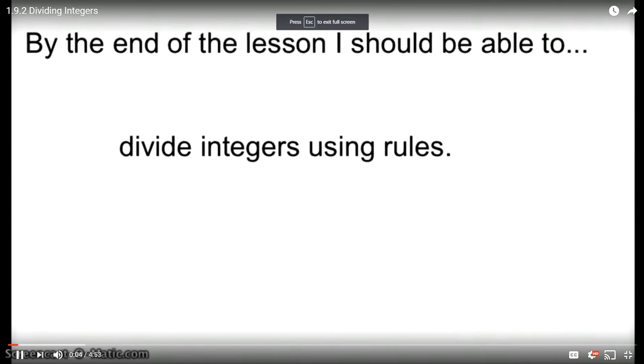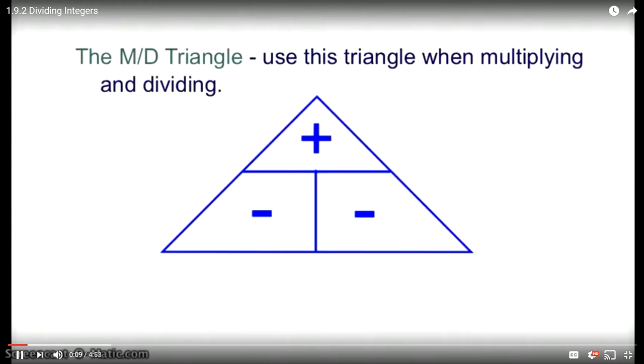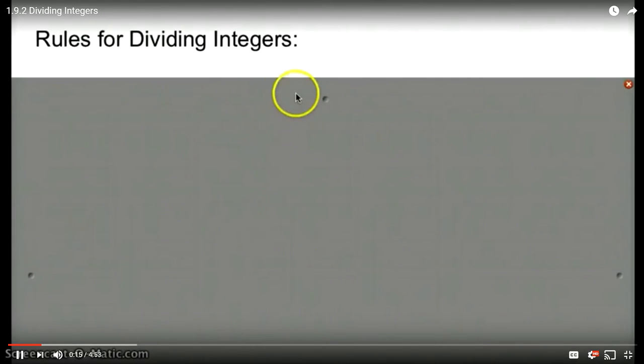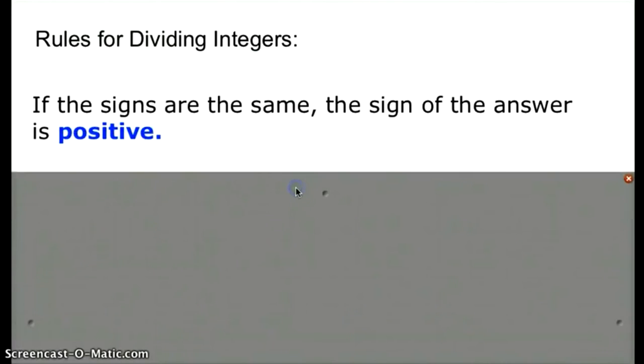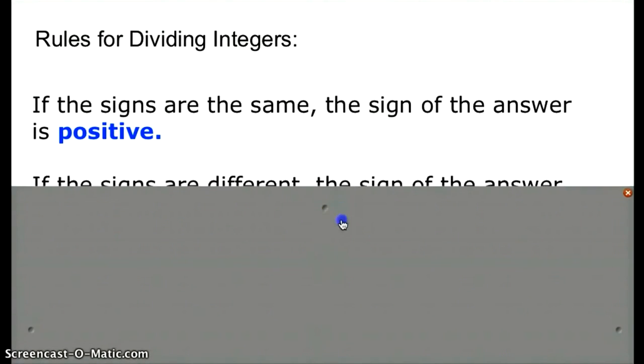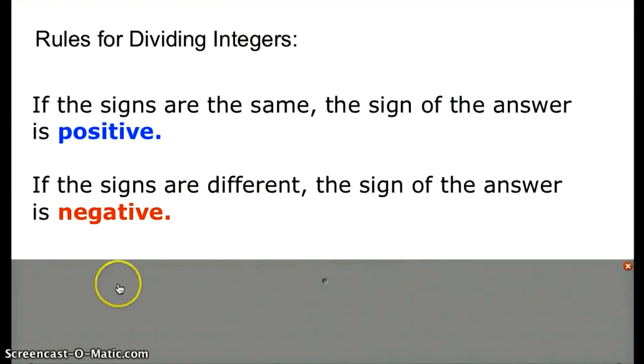By the end of the lesson, I should be able to divide integers using rules. Again, here's the MD triangle. We're going to use the triangle when multiplying and dividing integers. A couple things to remember. The first thing is that if both signs are the same, the sign for the answer is positive, and if the signs are different, the sign of the answer is negative.